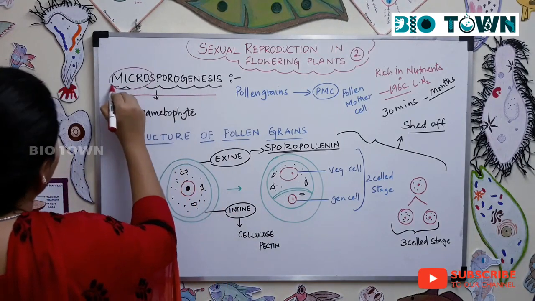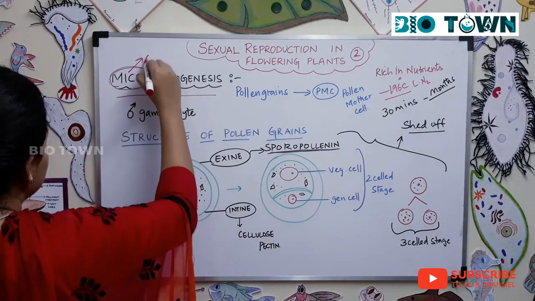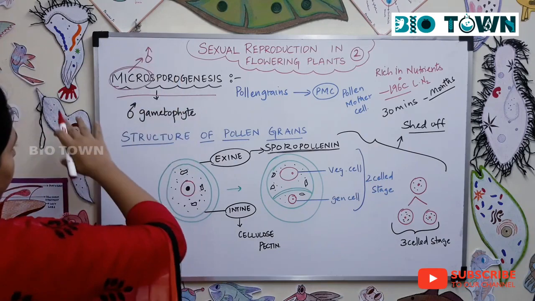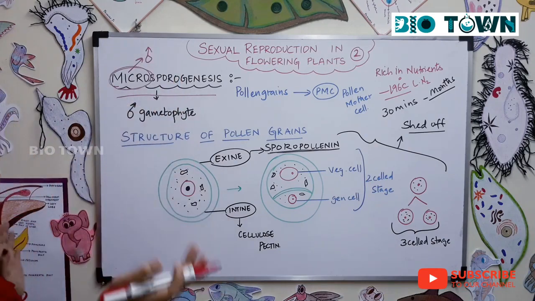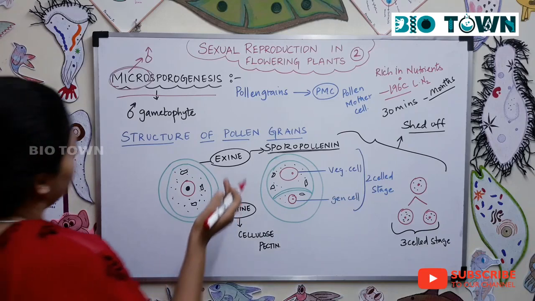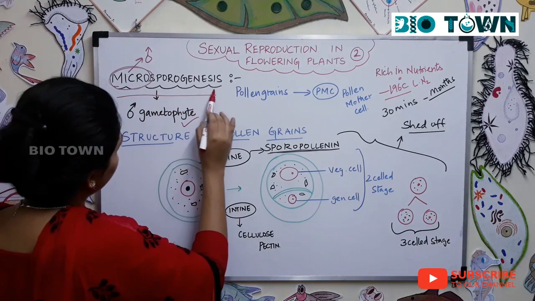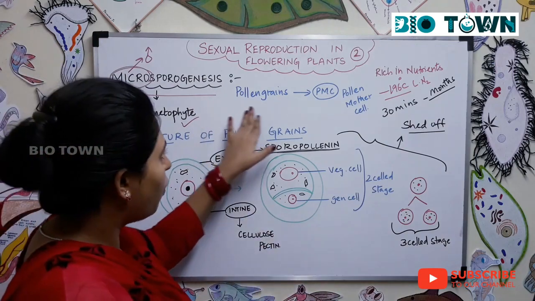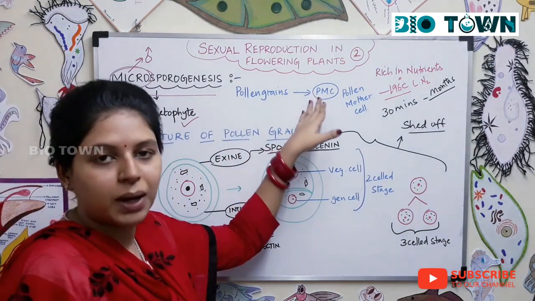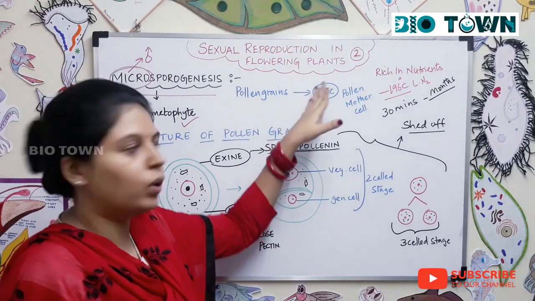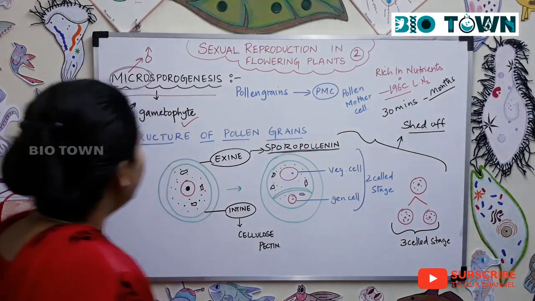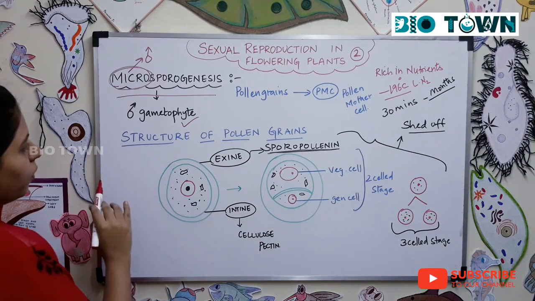Microsporogenesis: when you say micro, it is the male reproductive part. When you say mega, it is the female reproductive part. So it is the male gametophyte. Now what is microsporogenesis? It is the formation of pollen grains from the PMC, that is the pollen mother cell. Now we'll see the structure of the pollen grain.